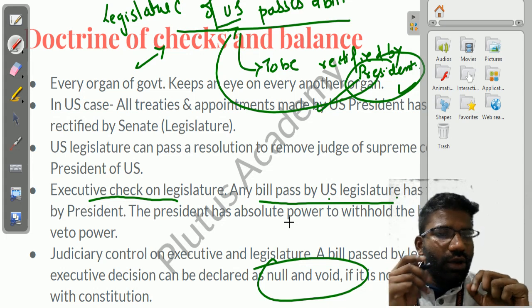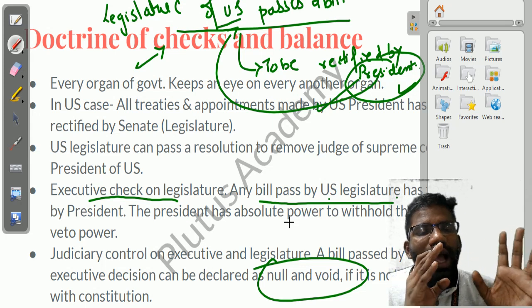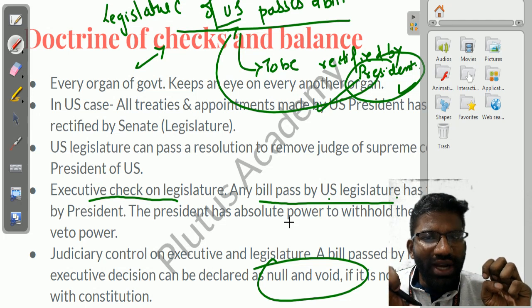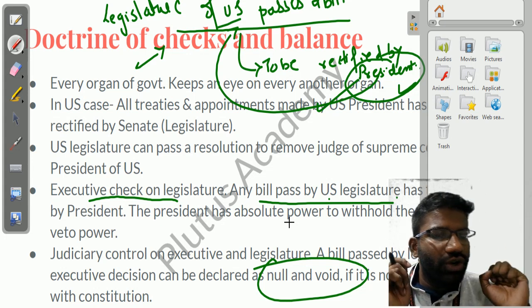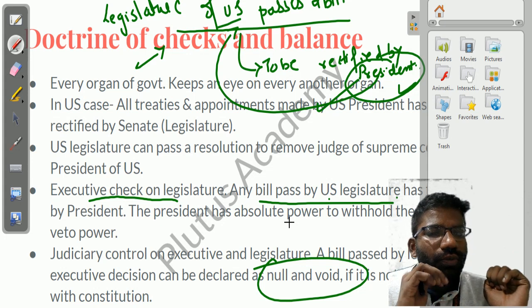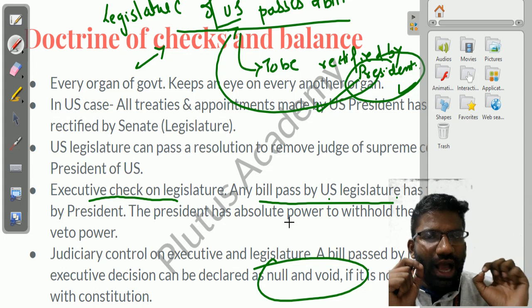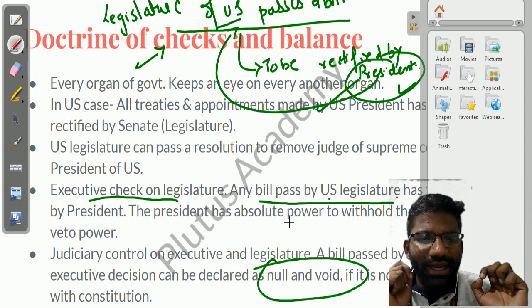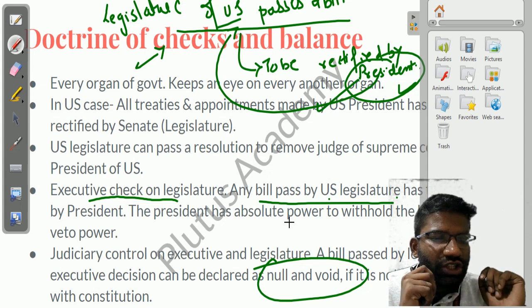In the second case, we tried to prove that in order to remove a judge of the Supreme Court, the resolution has to be presented in the Senate, that is the legislature. That means the legislature is keeping a check on the judiciary. In the third case, we tried to prove the executive's check on the legislature. A bill passed in the legislature has to be given assent by the President of the United States of America. That is, the President is keeping a check on the legislature.